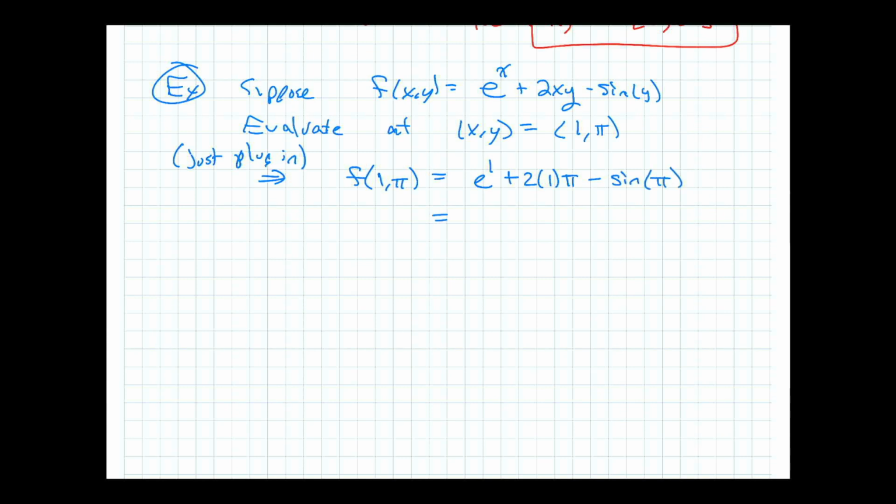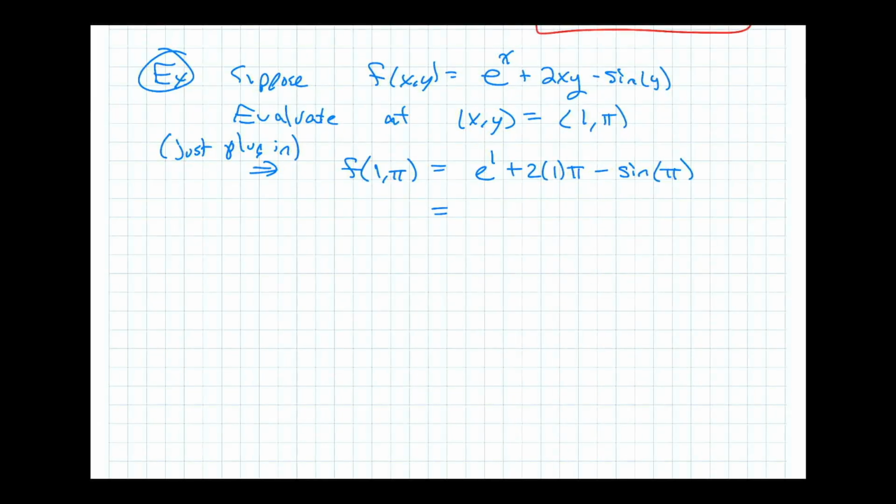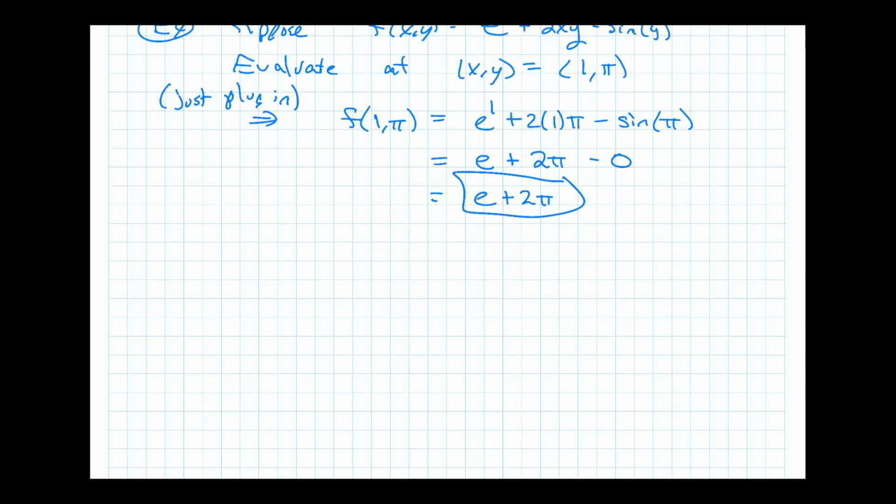You work that out on a calculator, on Wolfram Alpha, or by yourself, and we get that e to the 1 is e. 2 times 1 times pi is just 2 pi, and sine pi is actually 0, so there you go. So it's just e plus 2 pi. That's your answer there. So there are some things like that on the homework, which are nice, right? Nice and easy. So you can do that.